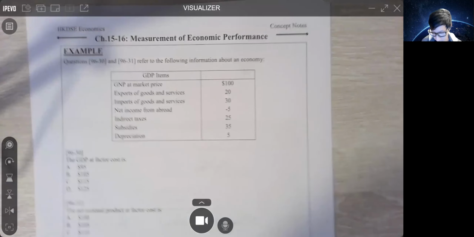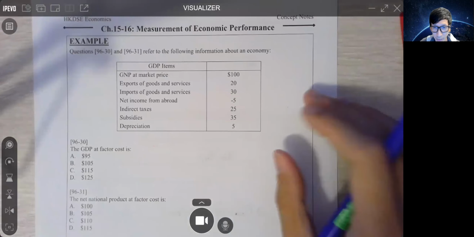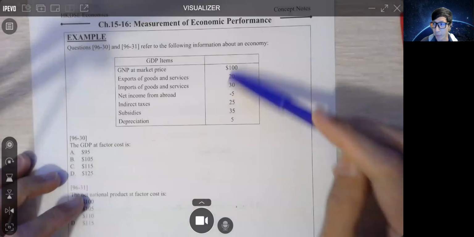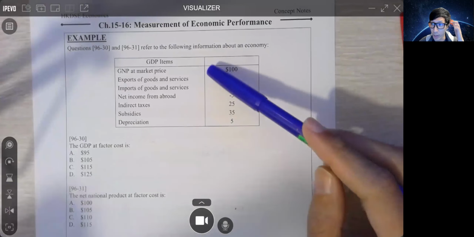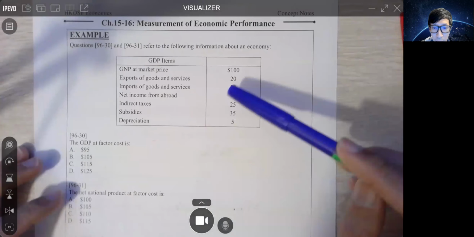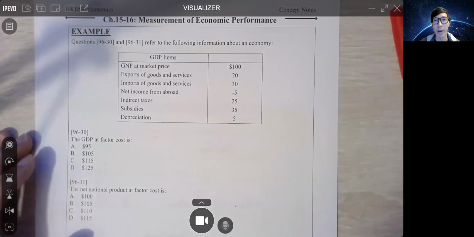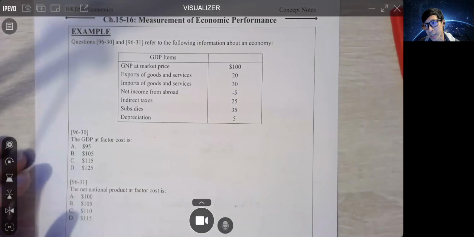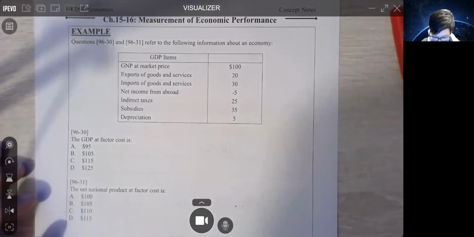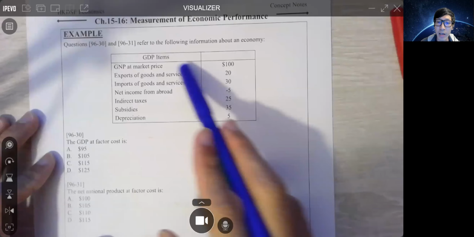Okay, so let's go to page 7 of your notes, right? Now, this is a very typical example. Okay, a little bit atypical, right? But typically, you're going to see these kind of tables in your exam when you are asked about the expenditure approach. Okay, now here a little bit funny.